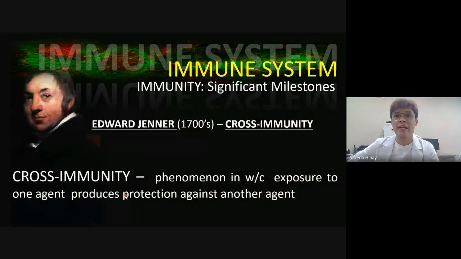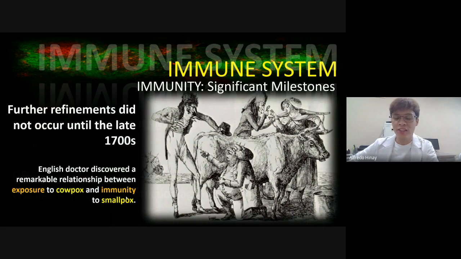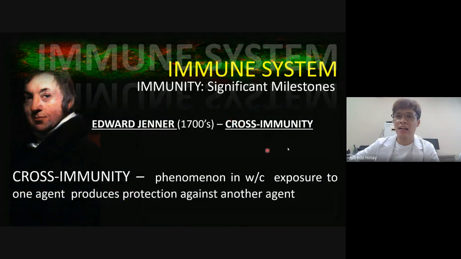Okay, and then you have Edward Jenner. Edward Jenner, the English doctor I mentioned earlier, described cross-immunity. So what cross-immunity means is this: if you're exposed to a cow that has cowpox, you'll be infected, of course. However, cowpox, when trying to infect humans, causes fewer manifestations of symptoms. However, they still produce antibodies against cowpox.